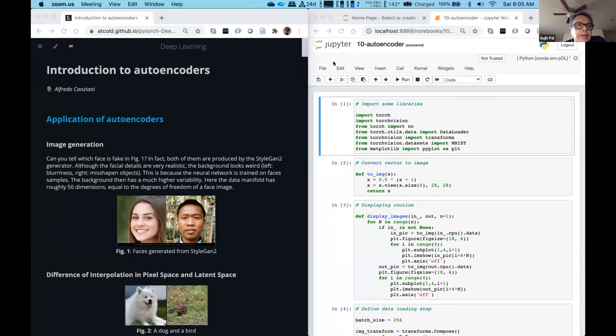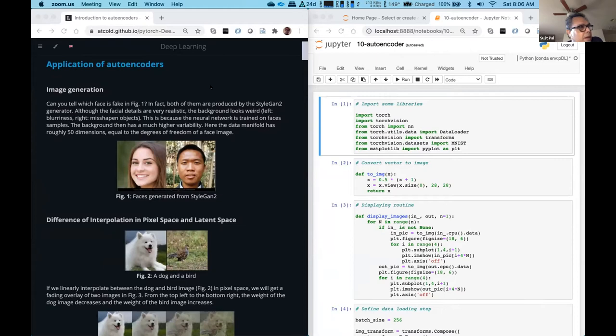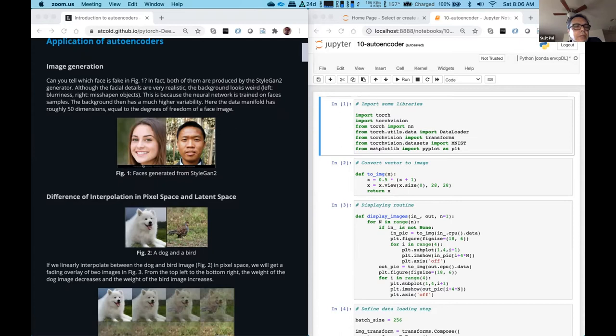autoencoders. This class was taught by Alfredo Canziani. He starts off with applications of autoencoders and various generative models like GANs, that is, what the outputs of autoencoders and related models can do. One of them is image generation, where they have used outputs of StyleGAN. These are all fake faces created using features from many, many faces in the training set and combining them.